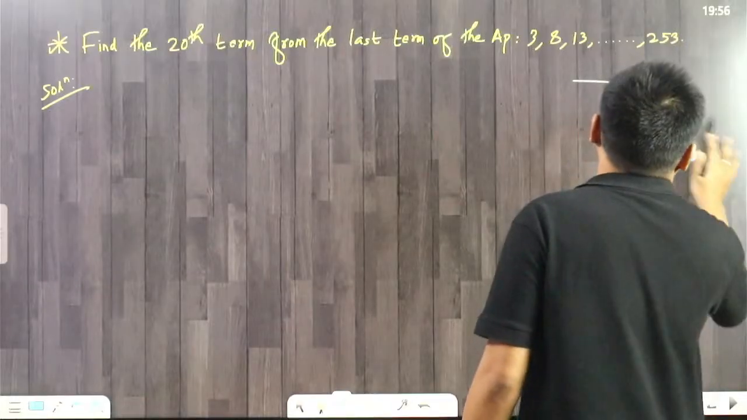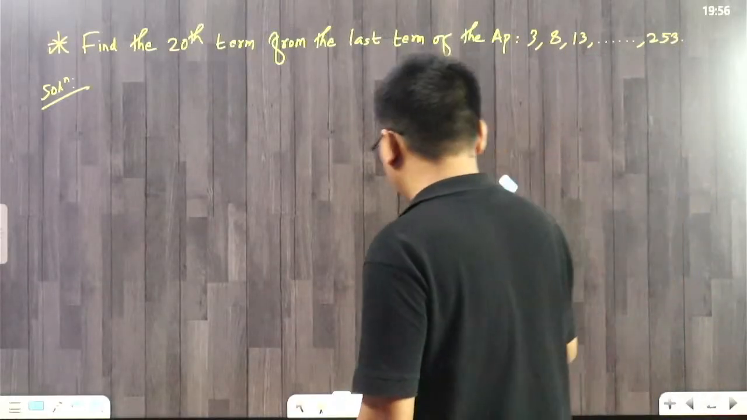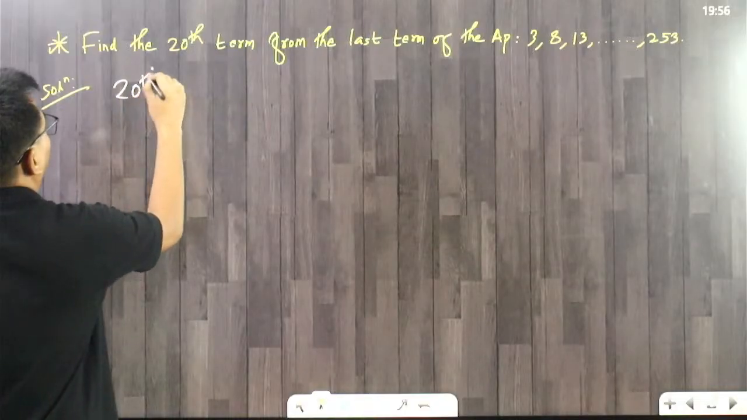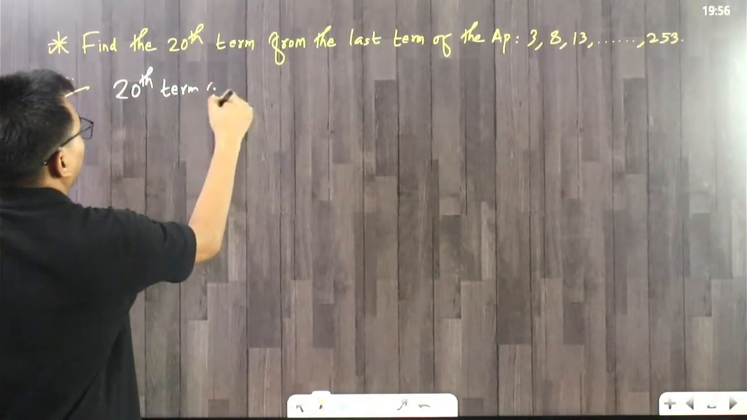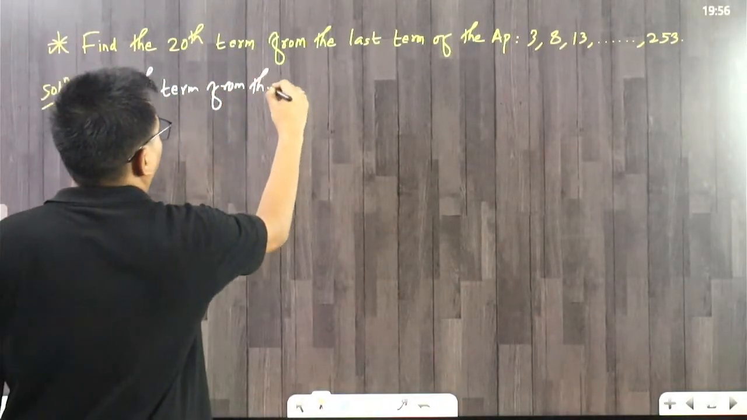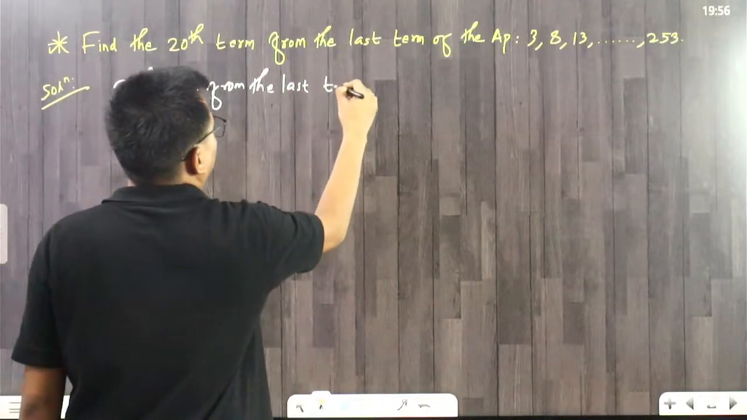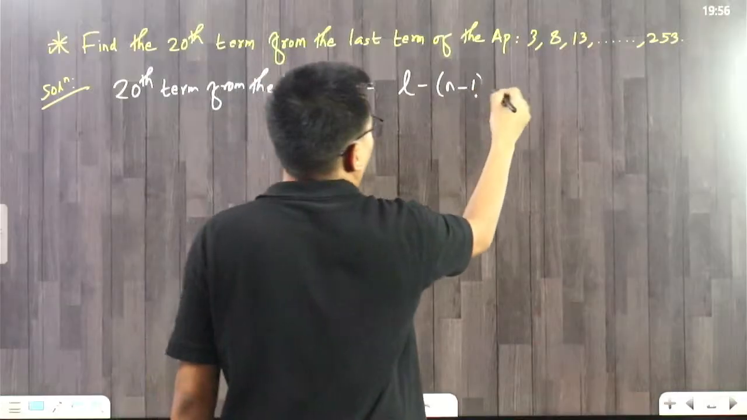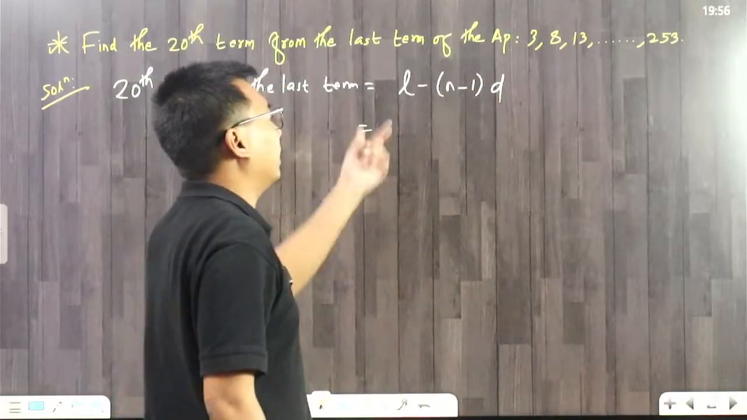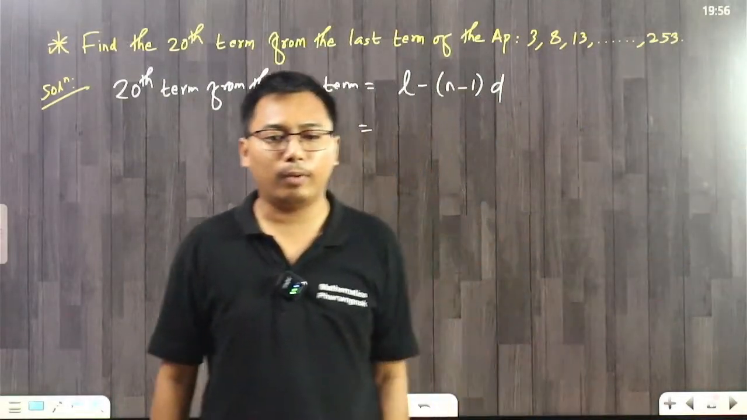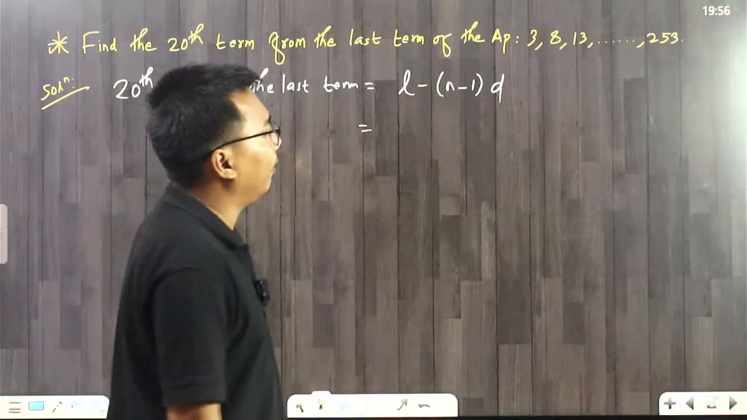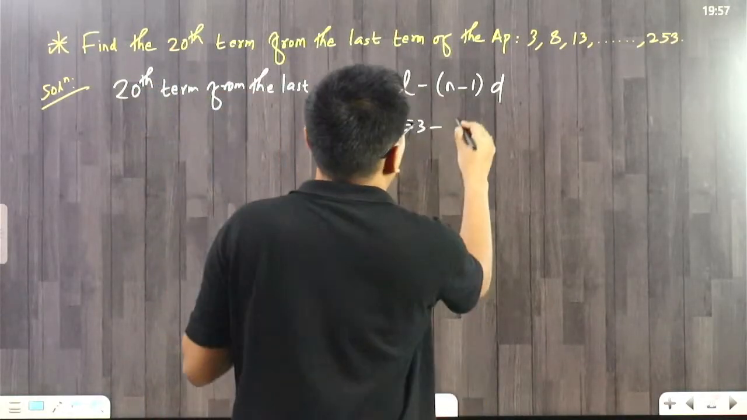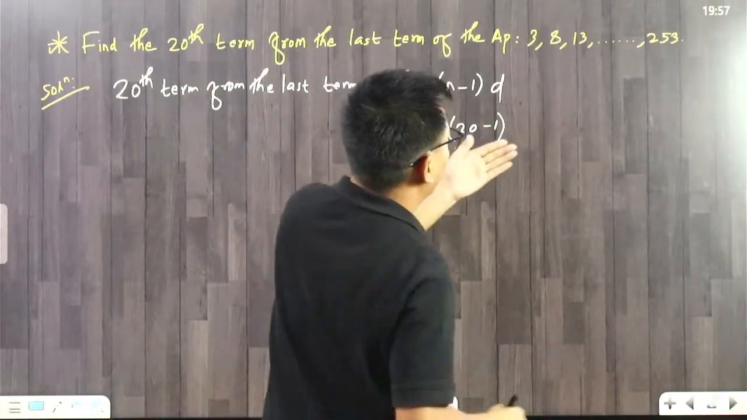Let's find out. This is a 1 mark question, okay? So we have to find the 28th term from the last term. What is the formula? L minus (n minus 1)d. How much is L? What is the last term here? Last term is already given. It's 253. So we'll write 253 here, minus n. How much is n? 20. Minus 1. How much is d?